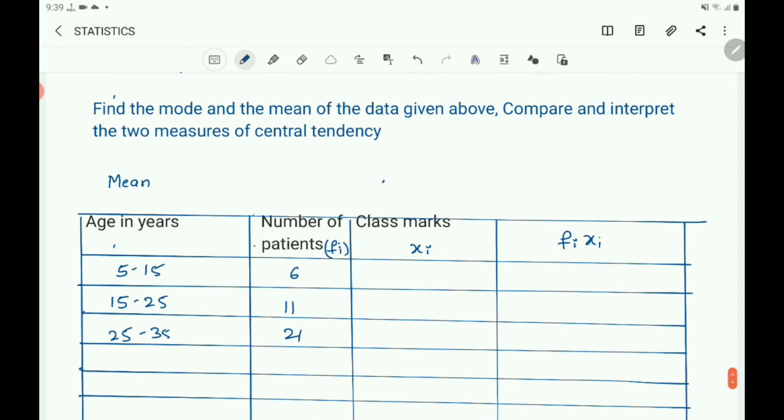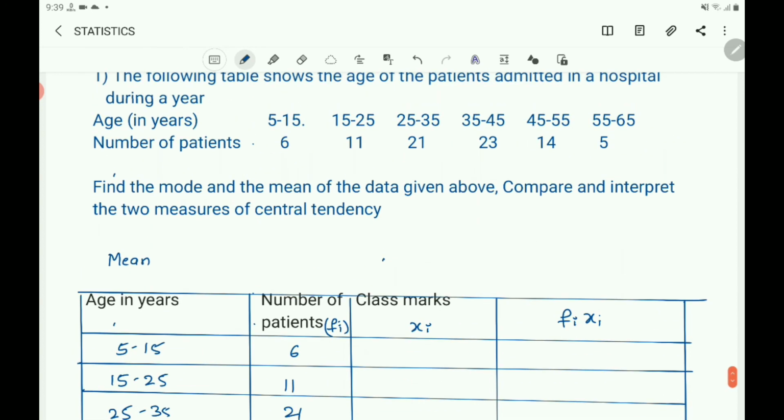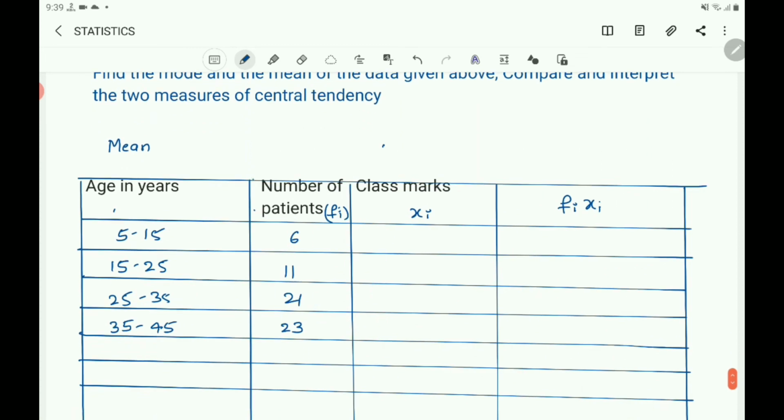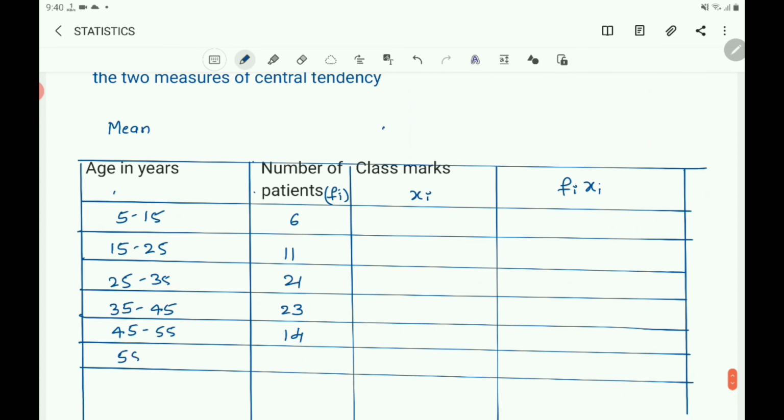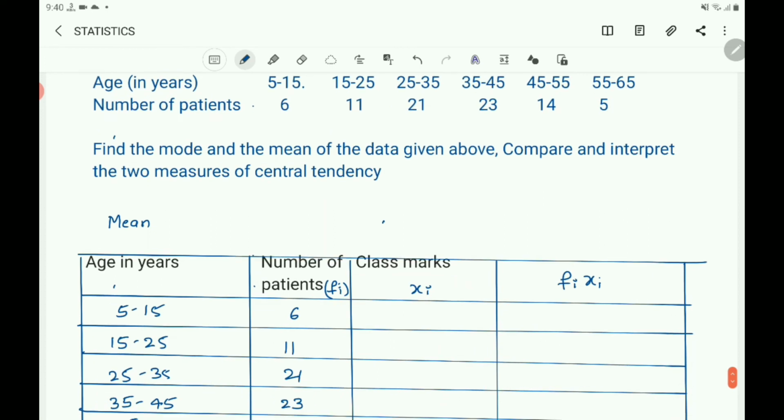And 35 to 45, number of patients 23. And 45 to 55, number of patients 14. And 55 to 65, number of patients 5.